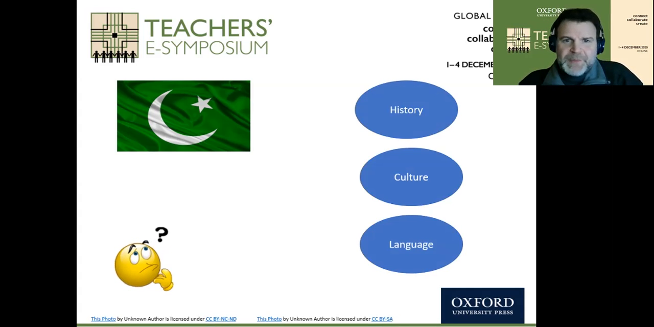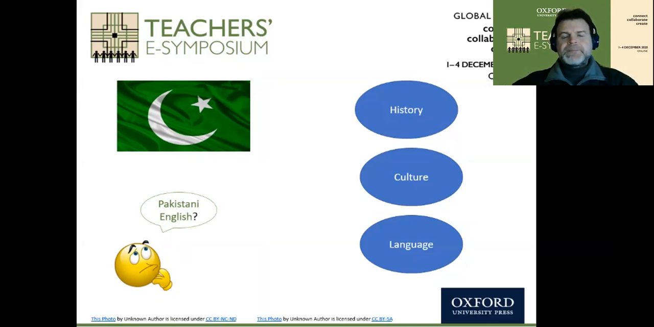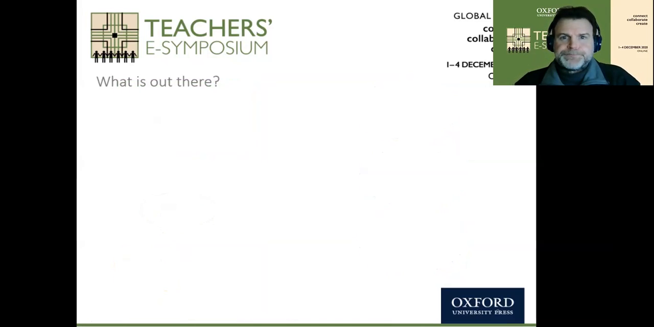So I Wikipedia'd Pakistan, and I learned that there's something called Pakistani English. Now, this is something new to me, but I'm not surprised. A lot of countries have their own version of English, let's say. Well, the session today is in English, or maybe Canadian English. But nevertheless, the point is that language, in this case English, can take on many different forms when we begin to apply it to specific contexts.